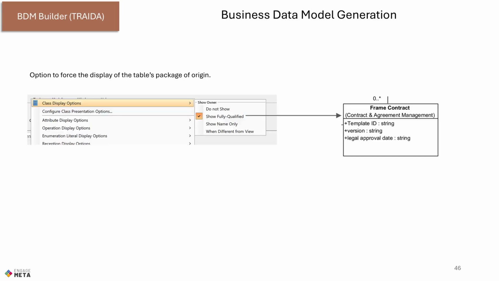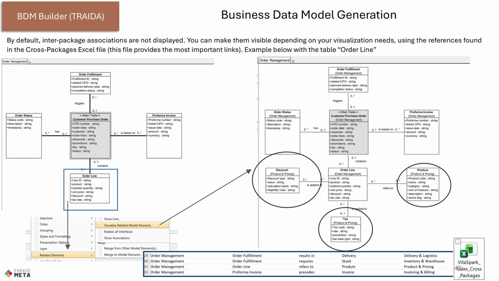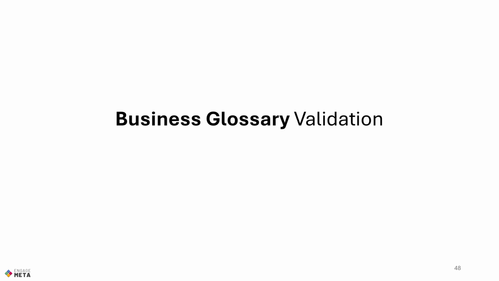Package origin can be displayed explicitly. This helps navigation and understanding. Cross-package relationships are shown when needed. They preserve global coherence. We now validate the business glossary.